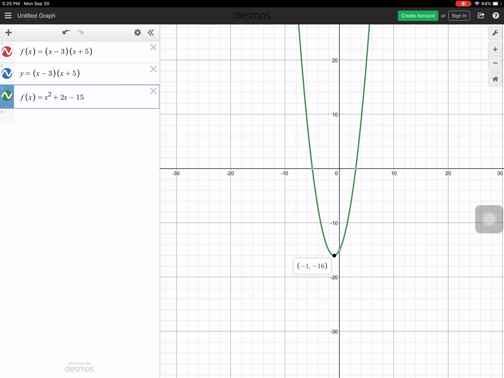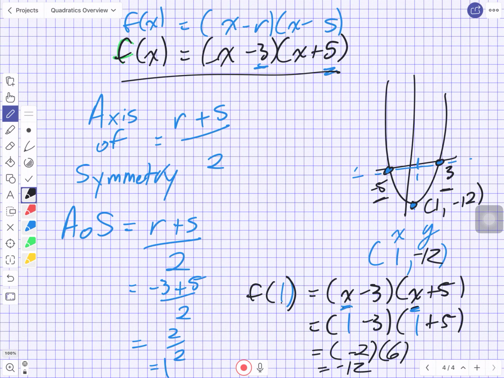Let's make sure we got the right. Oh! Here's my mistake. This is good. Thank goodness for that, Desmos. See how one of my x values was -5 and one was +3? When I plugged it in here, I put -3 and +5.